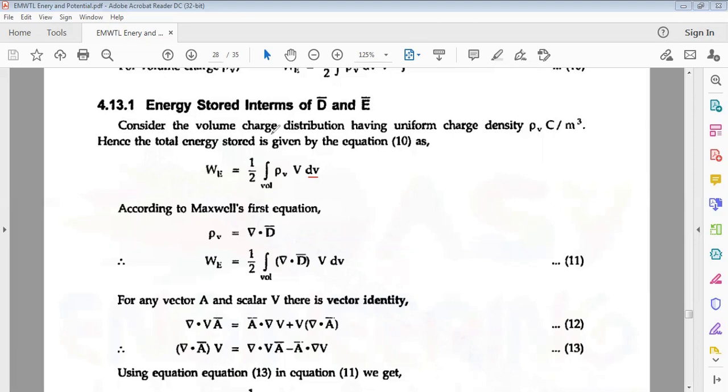My dear students, consider the volume charge distribution having uniform charge density rho v. The total energy stored is given by W = 1/2 volume integral rho v V dv. From Maxwell's first equation, the Gauss law, Q = integral D bar dot ds bar, a surface integral. Convert this surface integral to a volume integral using the divergence theorem: integral del dot D bar dv.